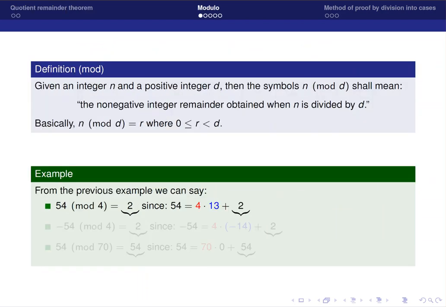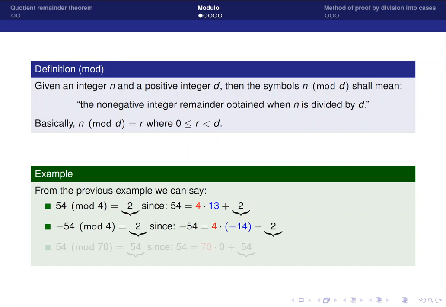Now, what does the word modulo mean? What is the definition of modulo? Modulo basically refers to the remainder that you get when you divide by d. The special thing here is that the remainder has to be some number that is greater than or equal to 0, but less than the divisor. For instance, from the previous slide, we had 54 divided by 4 and the remainder was 2. So we say that 54 modulo 4 is equal to 2, meaning 2 is the remainder that you would get if you divided 54 by 4.